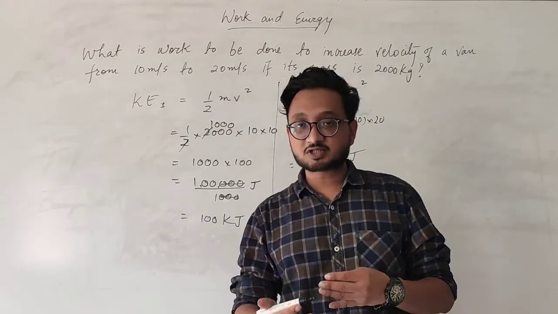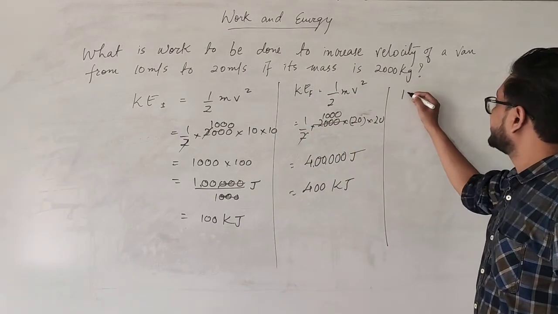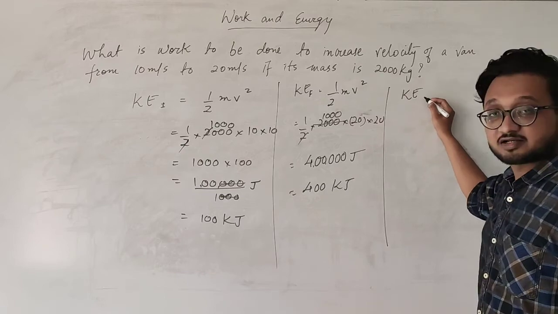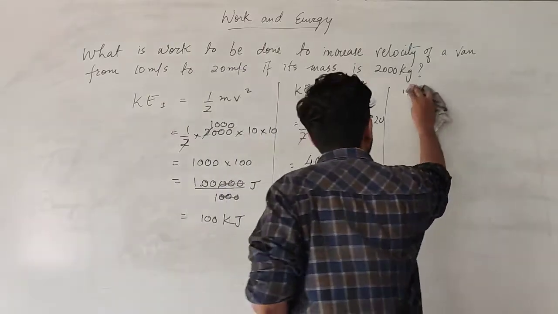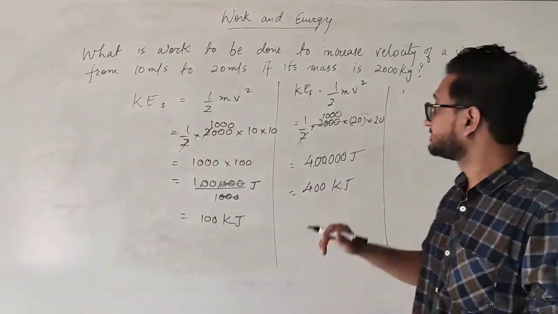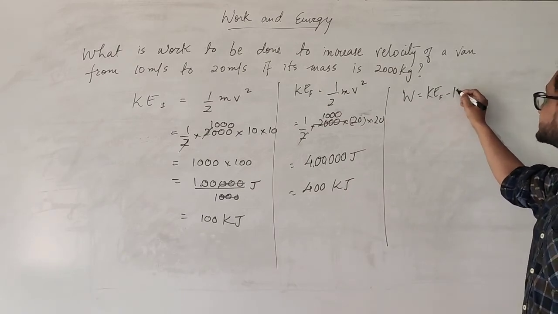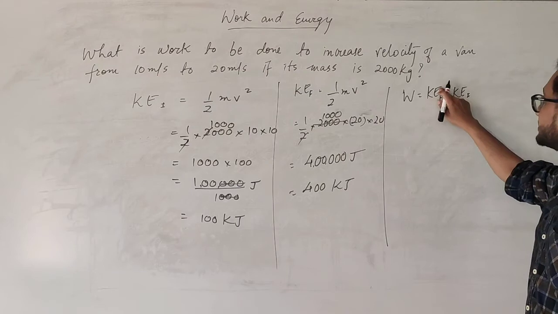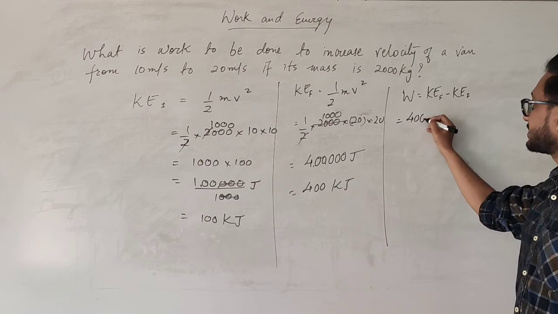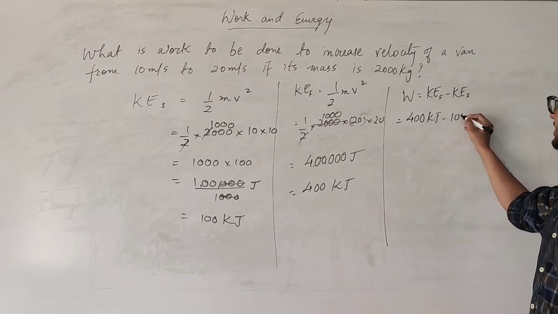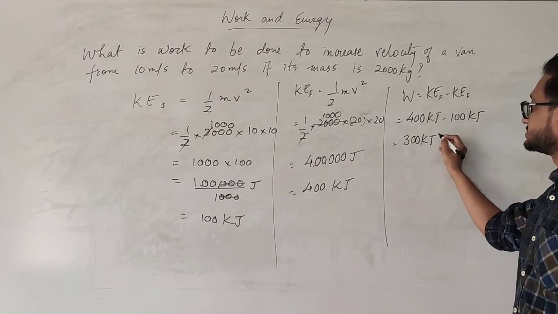So how much energy was added? The energy added, or work done, can be written as kinetic energy final minus kinetic energy initial. Kinetic energy final is 400 kilojoules minus 100 kilojoules. So I get the answer as 300 kilojoules.